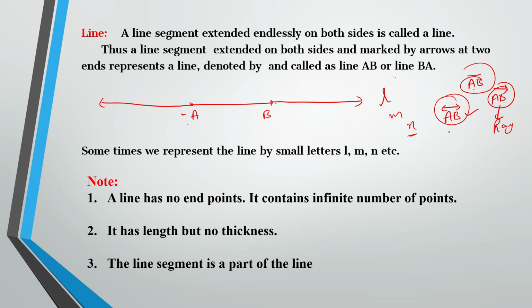So let us recall what we learned. The shortest path between two points is known as a line segment. If a line segment extends endlessly in one direction, it is known as a ray. If a line segment extends endlessly in both sides, it is known as a line. A line segment is a part of a line.